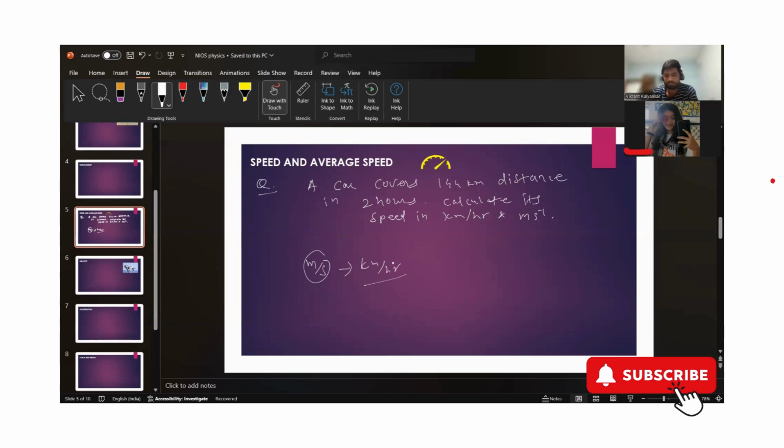If I have kilometer per hour, now I'm asking you to calculate in meter per second, because sometimes whenever you solve numericals, they ask you to calculate in meter per second also. So you just need to convert it into meter and that hour into seconds, right? Just try it.